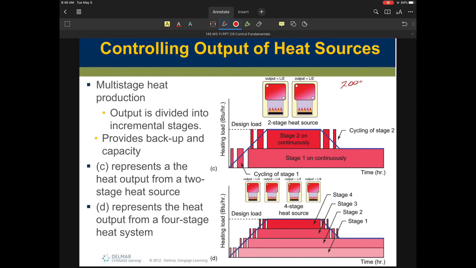So there's a couple of things. What we would likely do, if I had two equally staged boilers, is, for example, let's say I had a building that had a load of 200,000 BTUs. Logically, we would divvy up those 200,000 BTUs divided by 2, which would mean that I would need two boilers at 100,000 BTUs per boiler.